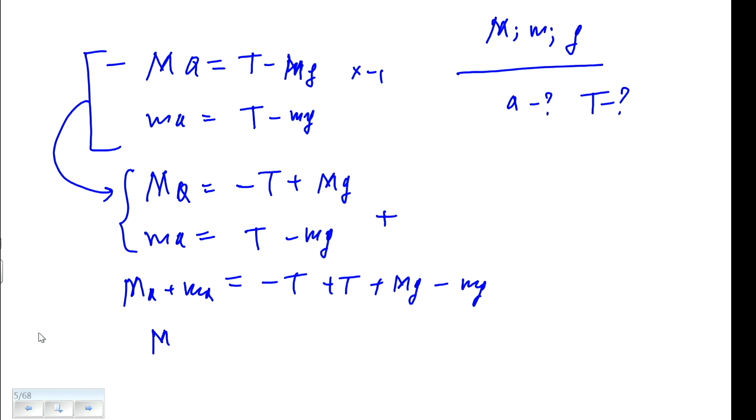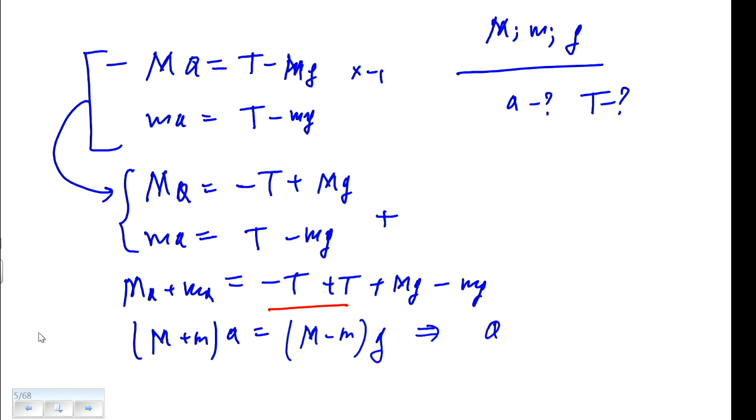What we have here is this unknown acceleration as a common factor. On the right side of this equation, these variables cancel each other out. So what's left is, hence, this general expression for the acceleration.